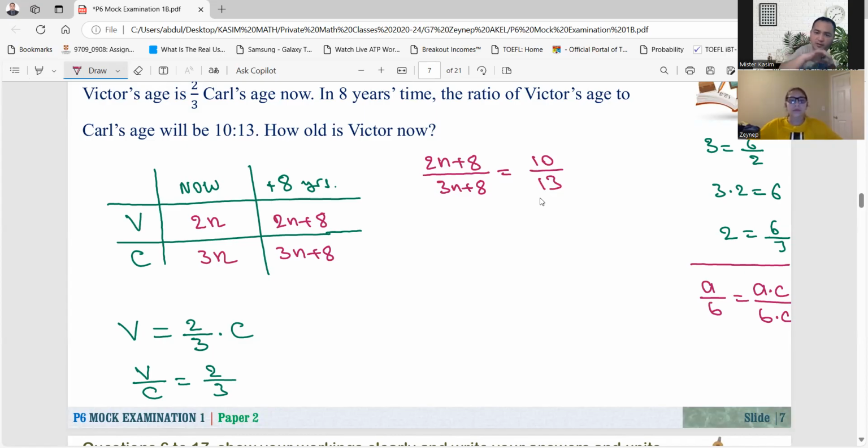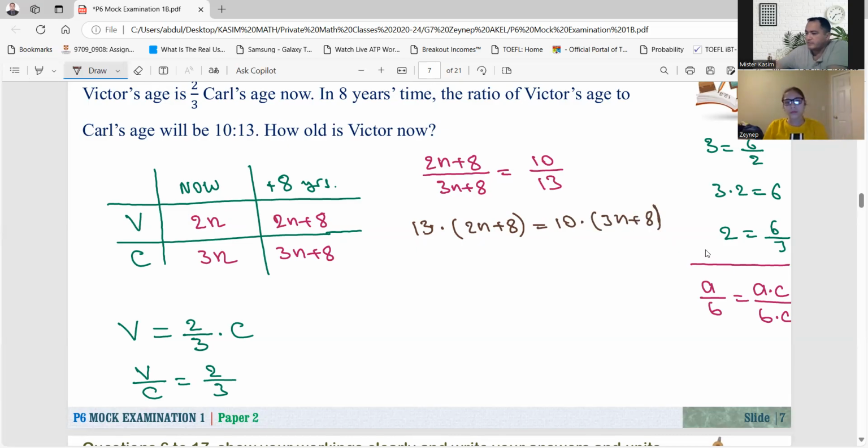You see how we are converting word problems into mathematical equations, algebra equations? And we studied how to solve this equation, right? What do we do in the next step? Cross multiply. We call this the butterfly method, or cross product. So here we have 13 times 2n plus 8 equals 10 times 3n plus 8.